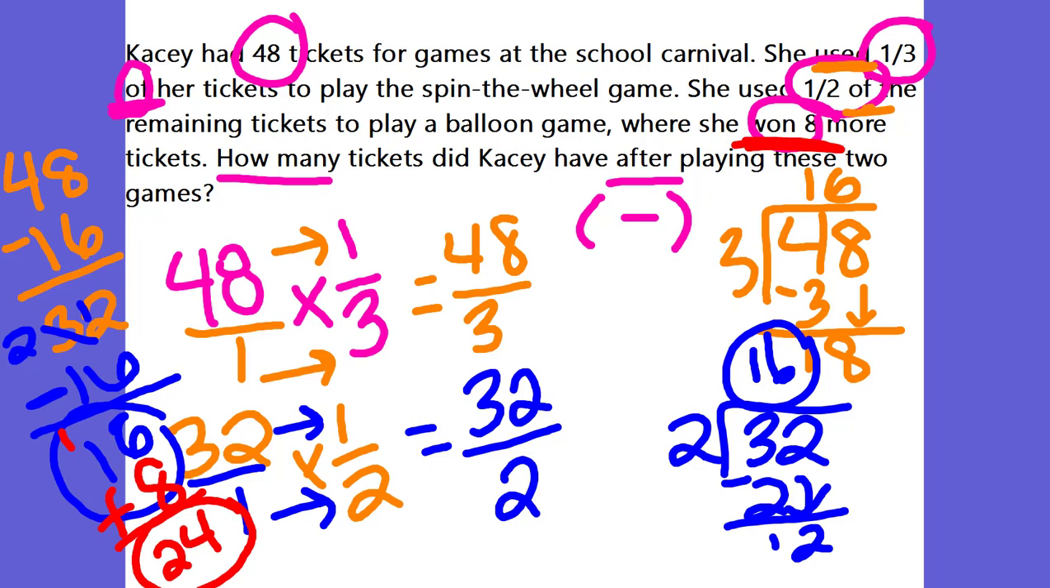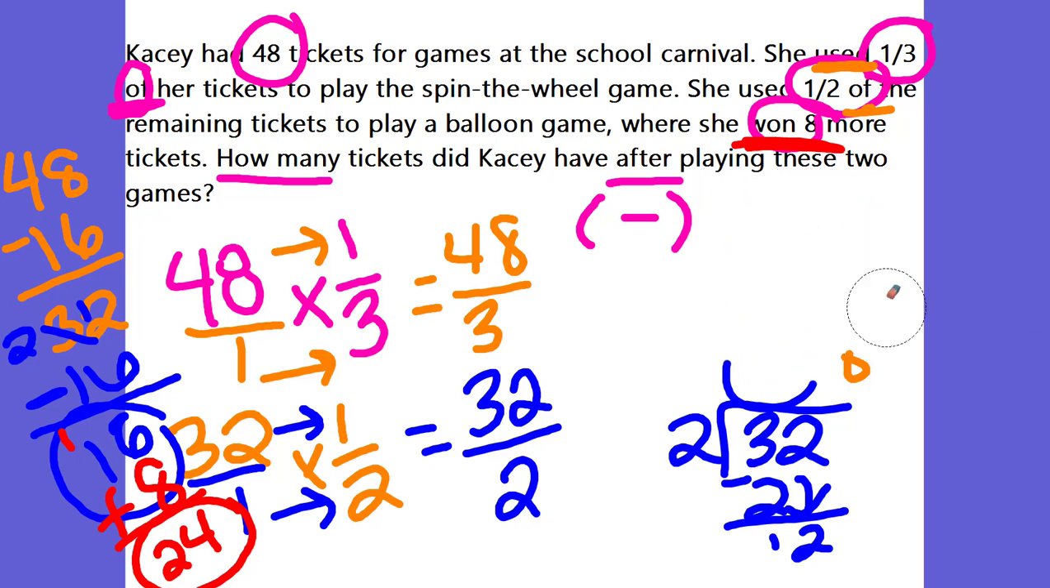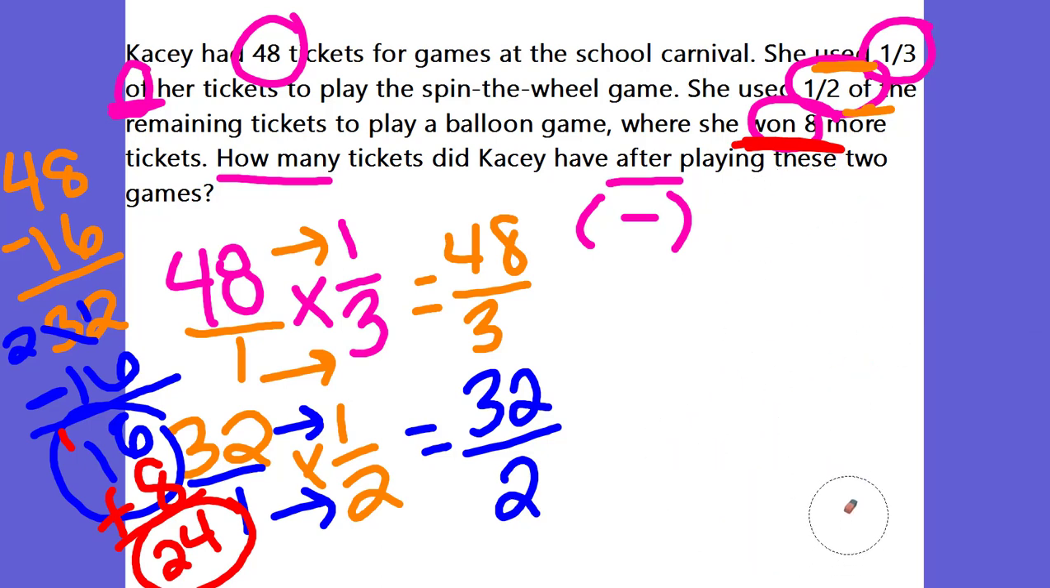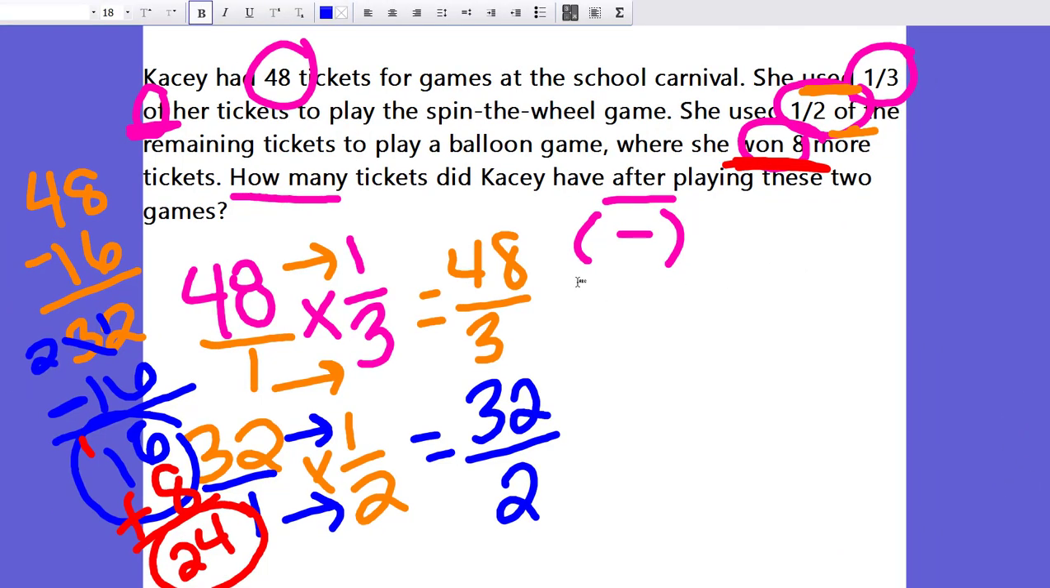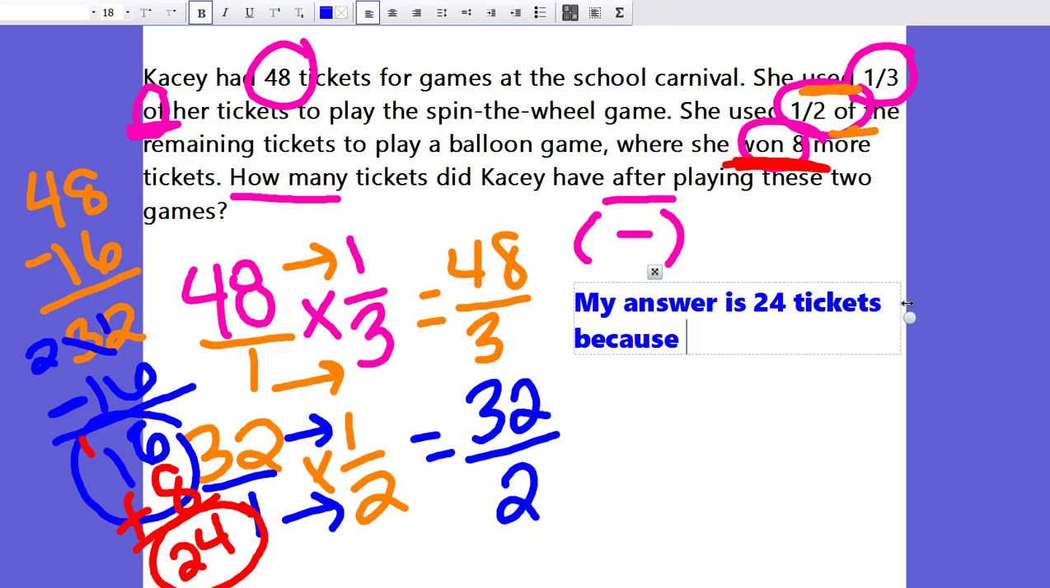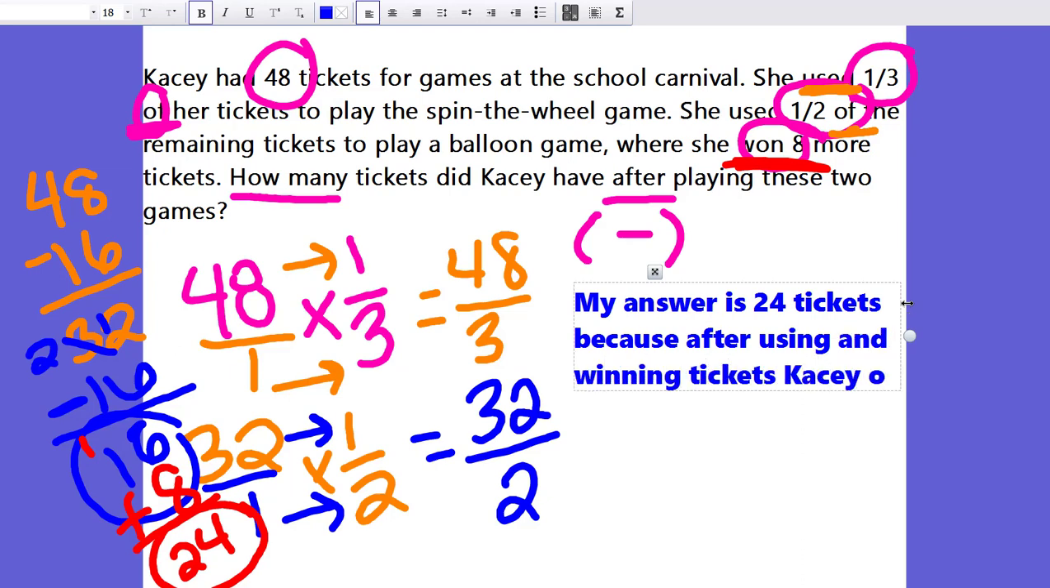Look at all of this work. This is a 7th grade problem. Look at all of the steps that we had to do. So right now I'm going to be erasing this over here. That way I have enough room to write down my sentence. My answer is 24 tickets because after using and winning tickets, Casey has this amount.